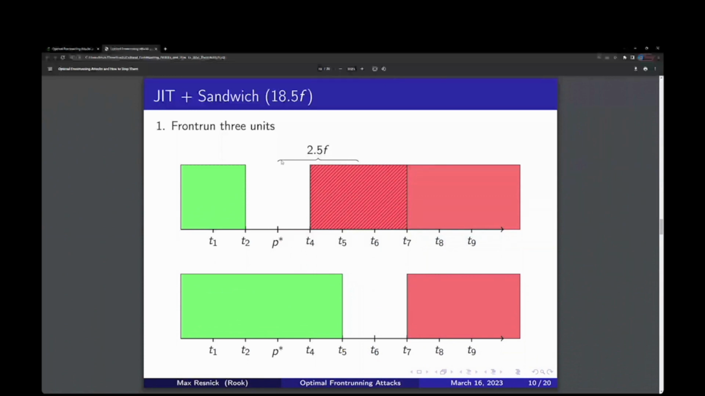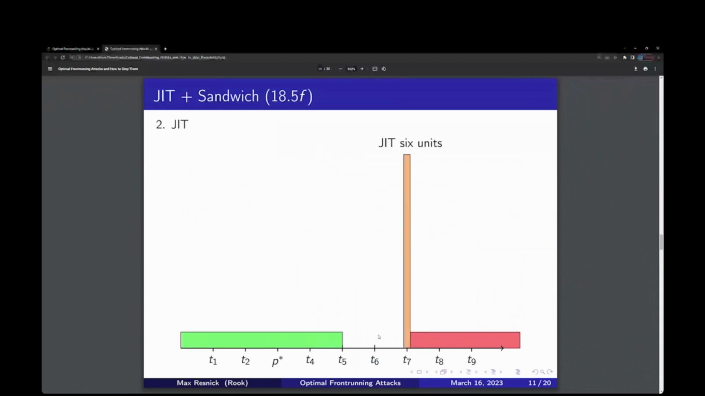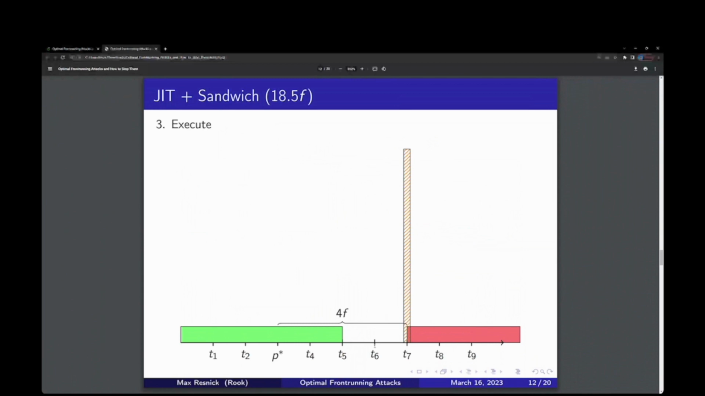So if you start by front running 3 units, that's depicted in this red hatched region. Now we've moved the price to tick 6 from P star. That's depicted in the second image here. This is what the book looks like now. Then I add a bunch of just-in-time liquidity, 6 units. Now this is what the book looks like. So when I execute the order now, it only hits the just-in-time liquidity.